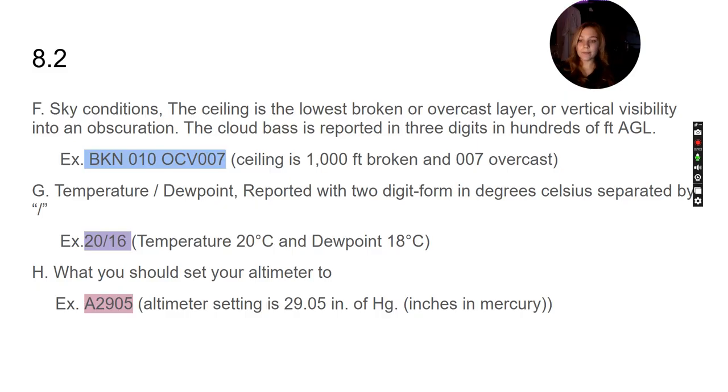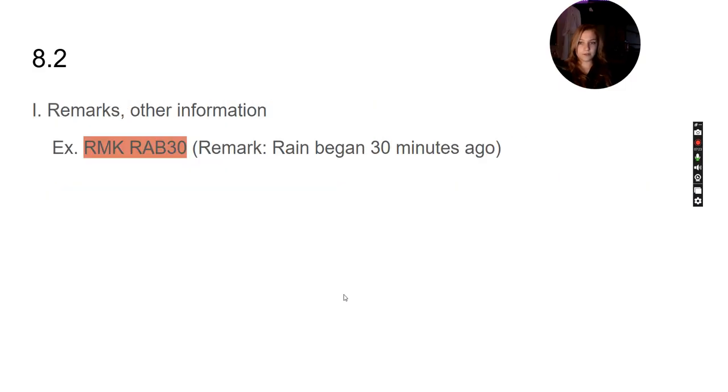And then finally, you'll have what you should set your altimeter to. A will be right in front of it, showing that it's the altimeter setting, and here we got 2905, so you would set your altimeter to 29.05 in inches of mercury. That's just how you measure your altimeter.